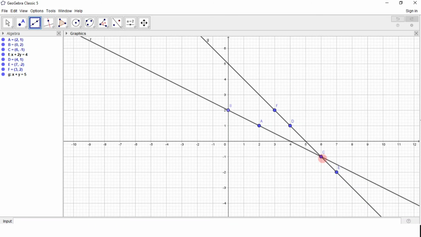So this is how we can use the graphical method to find the solution of two given simultaneous equations.